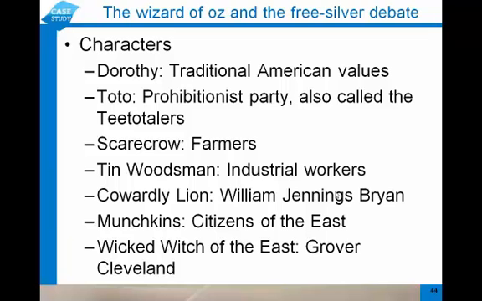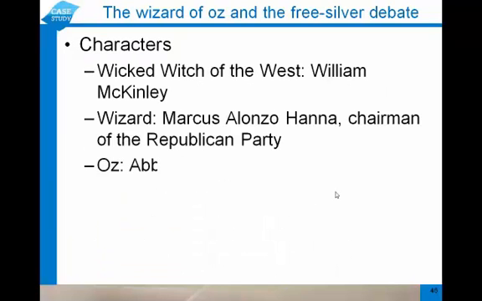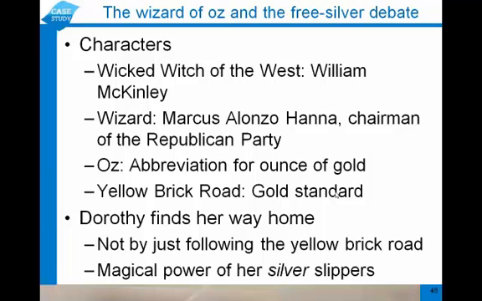The Munchkins were the citizens of the East, and the Wicked Witch of the East was Grover Cleveland. He was the president at the time. He was president twice, and he's the only president, I believe, to have two non-consecutive terms. And he was against using silver. The Wicked Witch of the West was William McKinley. He was also president during that period. And the Wizard was Marcus Alonzo Hanna, chairman of the Republican Party at the time, who was one of the proponents of the silver standard. By the way, William McKinley was a Democrat against the silver standard.